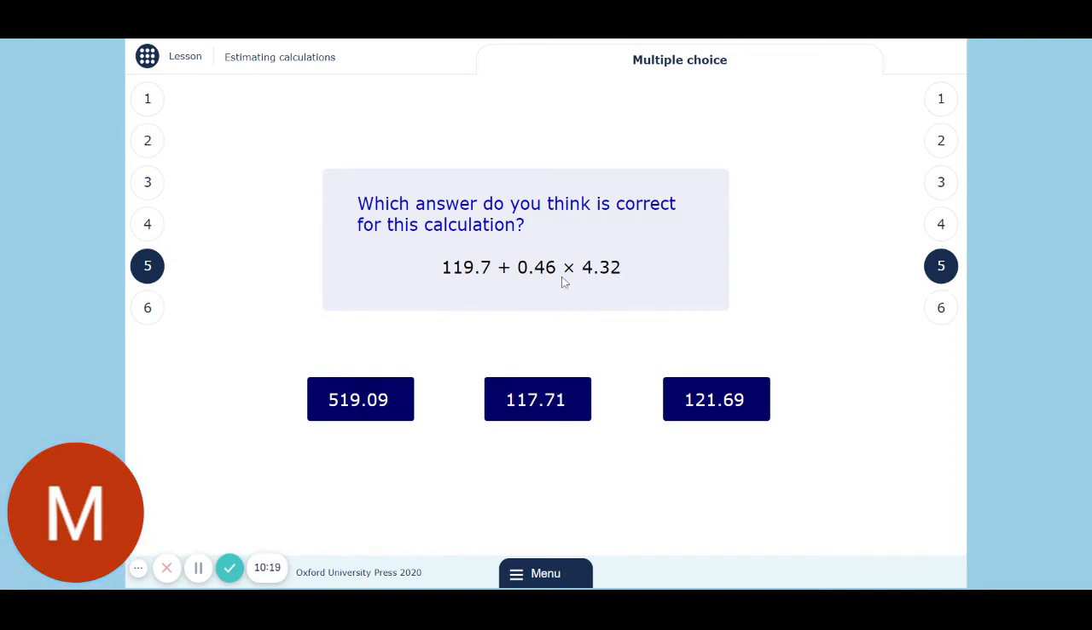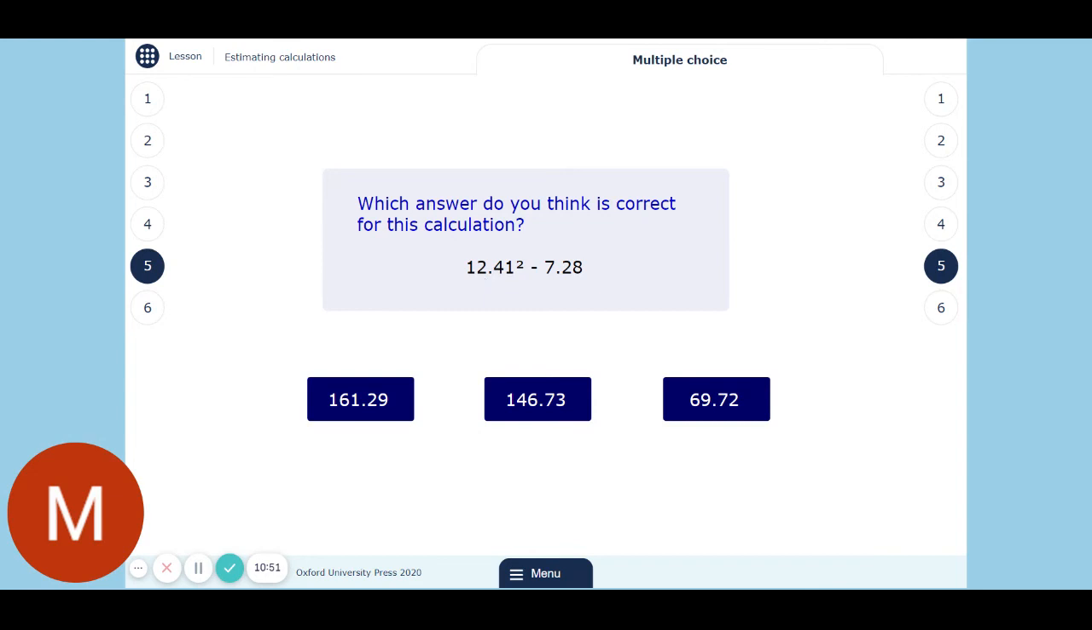Right, BIDMAS, so 0.5 times 4 is 2. 2 out of 100, 102. What's closest to that? Well, this is closest, but let's look at this and be careful for a second. It's 119 add something, so it's going to be more than 117. So you've got to think about like the math teacher at the start. Is it just over? Is it just under? As well as rounding.